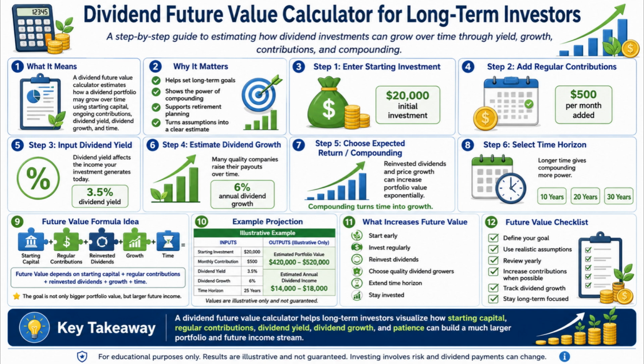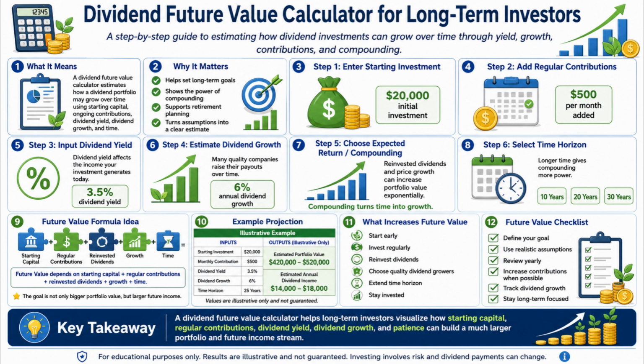Next, the first step is to enter the starting investment. This is the initial amount already invested in the dividend portfolio. For example, if an investor starts with $20,000, that amount becomes the base from which future growth begins. Naturally, a larger starting amount gives compounding more capital to work with from the beginning.